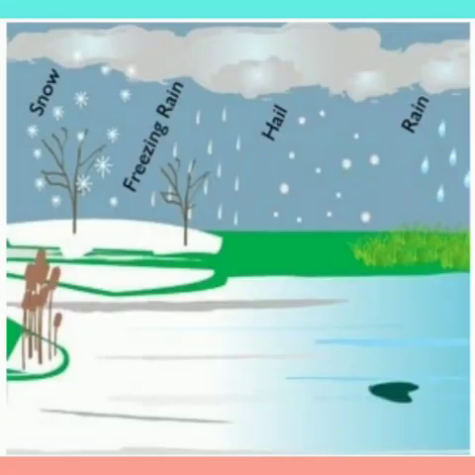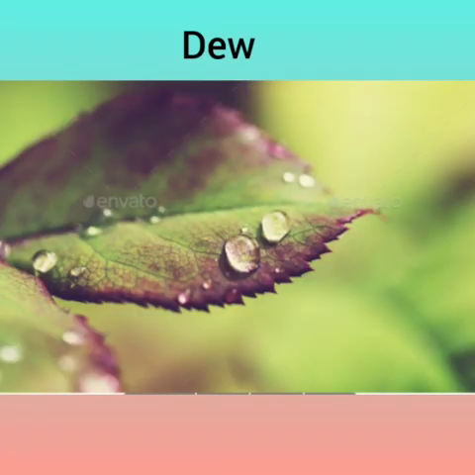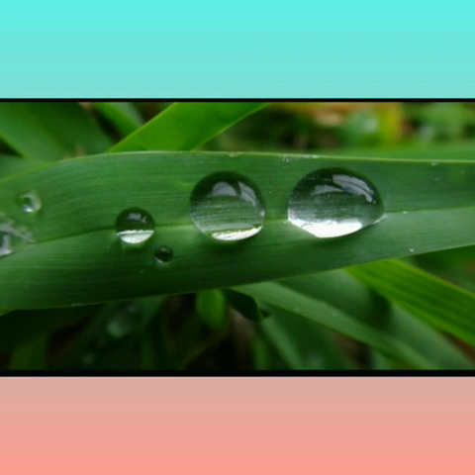Let's see the different forms of precipitation. First one is dew. Have you observed water droplets on blades of grass or leaves early in the morning? These drops of water are known as dew. All around the year we can see this dew, but particularly during winter. How is this dew formed?